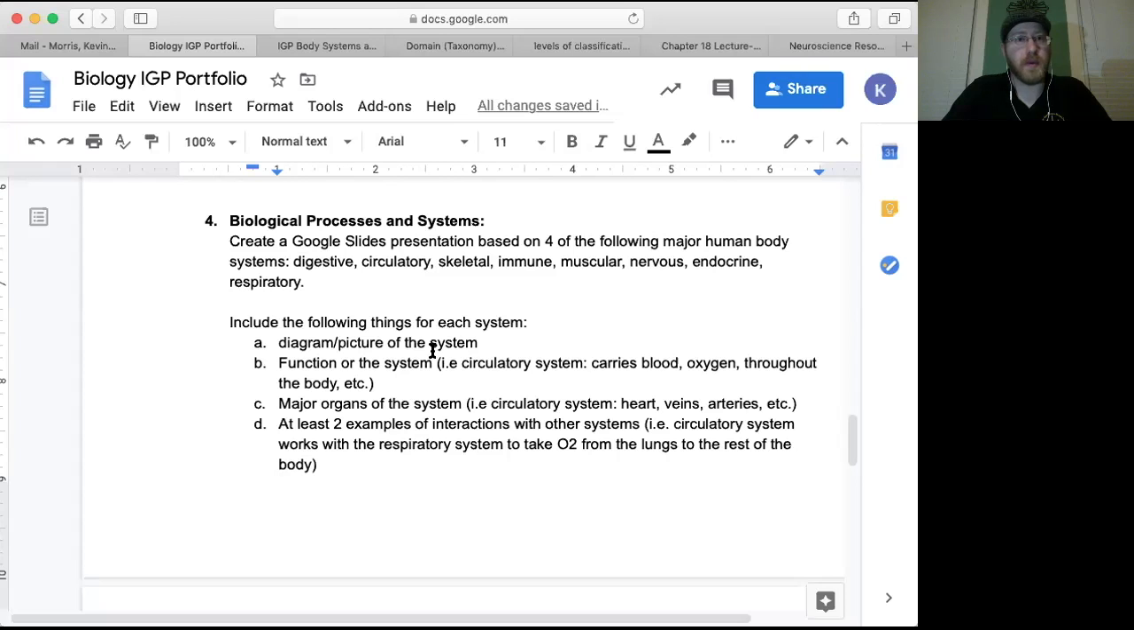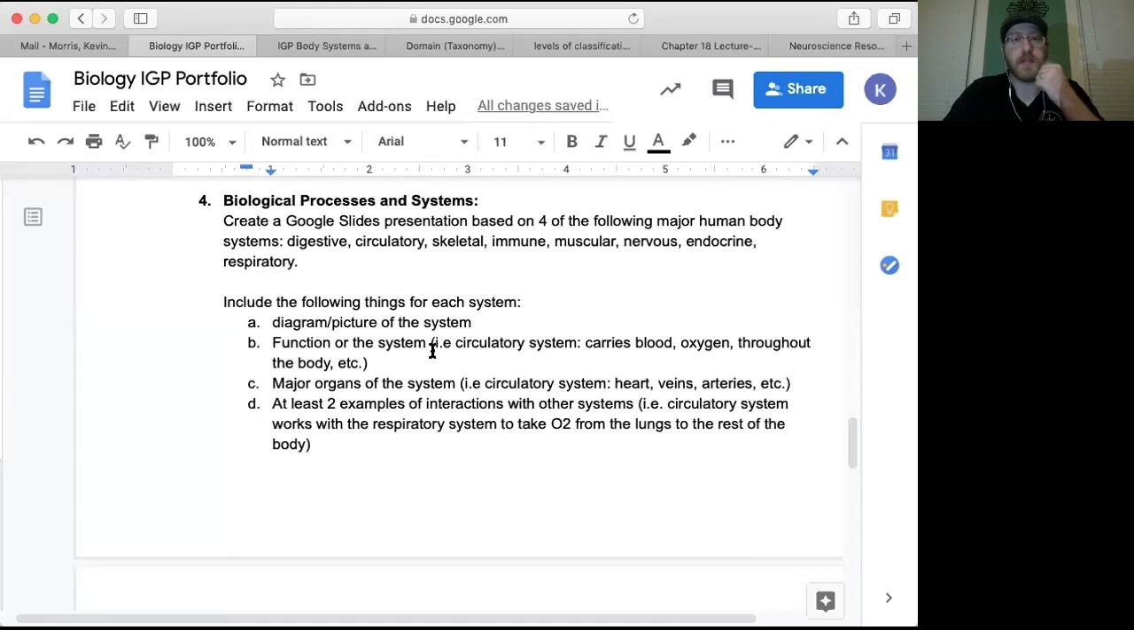This particular project is going to be about the biological processes and systems, specifically for the human body. What you're going to do is very simple. You're going to create a Google Slides presentation based on 4 of the following major human body systems: digestive, circulatory, skeletal, immune, muscular, nervous, endocrine, and respiratory. So all you have to do is choose 4 out of those.